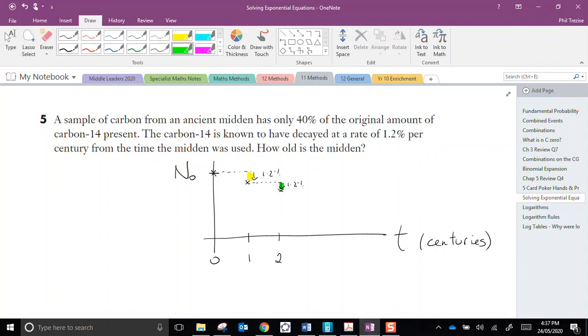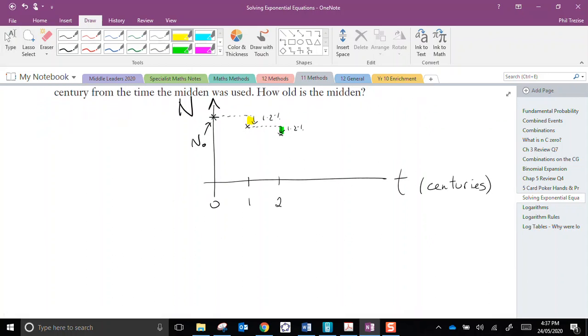The amount present, and let's label. I might just move my little n naught slightly. Actually, let's just rewrite that. This axis is n, number of atoms, and that particular value there is n naught, the original amount. So this gives me an idea. This variable compared to this variable. So I know that I had some amount to begin with.